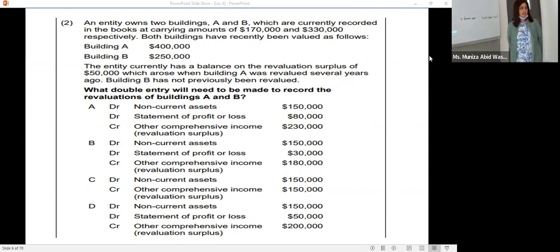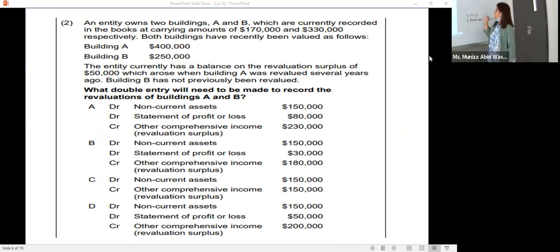Then they say for building B, the carrying amount has been 330,000 and its revalued amount is 250,000. It's a loss. How much loss is there? 330,000 minus 250,000, 80,000 loss is there. Where do we record the impairment loss straight away? In SOPL. Am I right? So loss is going to be debited. Profit or loss is going to be debited with how much loss? 80,000.